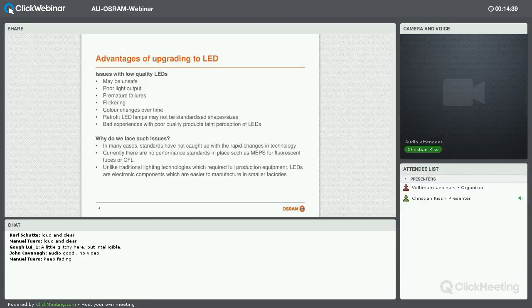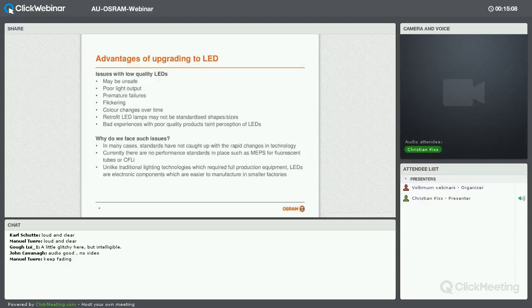Currently, there are safety standards in place, and Australia has adopted several from international standards, but there's no performance standard as such yet, such as MEPS, which is Minimum Energy Performance Standards, which exist, for example, for fluorescent tubes or compact fluorescent lamps with integrated ballasts. So for that reason, there really is no standard for performance, and that's why you can get a wide variation of products out there.